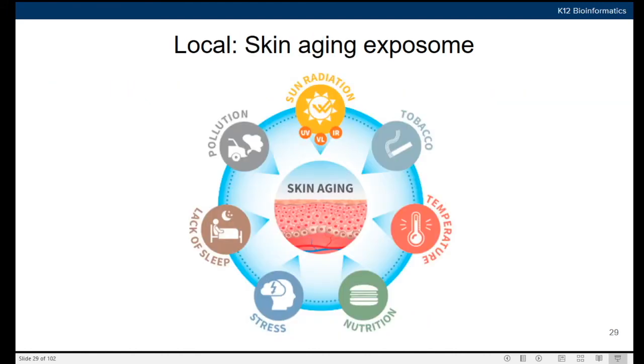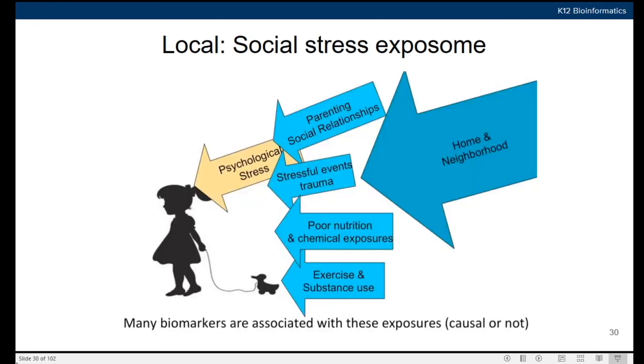Another example of a targeted exposome study focuses on exposures believed to impact skin aging. We see here factors such as pollution, sun exposure, tobacco, temperature, all as being likely factors for impacting skin aging. One last targeted example examines the social stress exposome, which focuses on social stressors from the home or neighborhood, including parenting, social relationships, stressful events, trauma, poor nutrition, chemical exposures, exercise, and substance use.